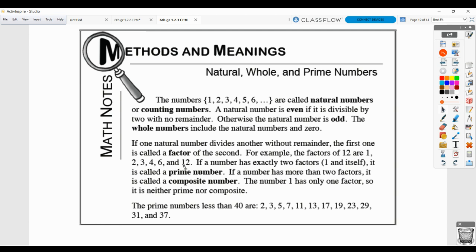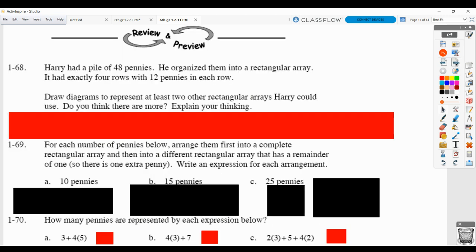If a number has exactly two factors, 1 and itself, it's called a prime number. If a number has more than two factors, it's called a composite number. The number 1 has only one factor, which is itself, so it's not considered prime nor composite. And then they give you a nice list of all the prime numbers less than 40, so you may want to even put those into your toolkit or notebook. Be a helpful list to have.